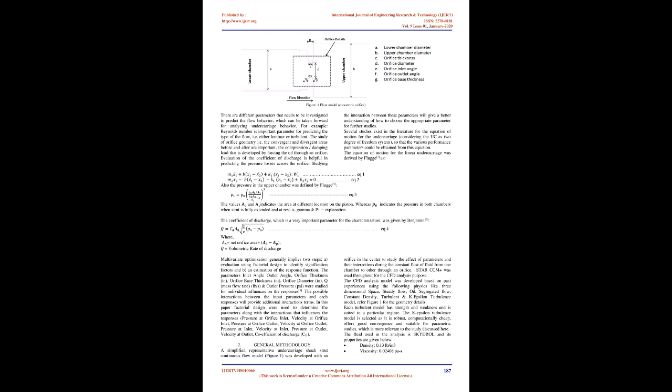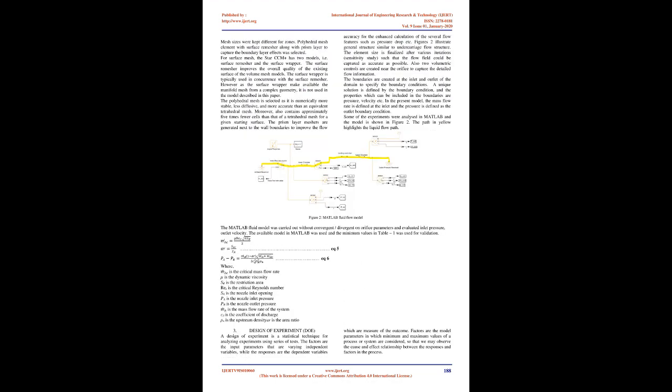Several studies exist in the literature for the equation of motion for the undercarriage, considering the UC as a 2 degree of freedom system, so that the various performance parameters could be obtained from this equation. The equation of motion for the linear undercarriage was derived by Flugge [7] as. Also the pressure in the upper chamber was defined by Flugge [7]. The values A0 and A1 indicate the area at different locations on the piston, whereas P0 and P1 indicate the pressure in both chambers when strut is fully extended and at rest. X, gamma and P1 explanation.